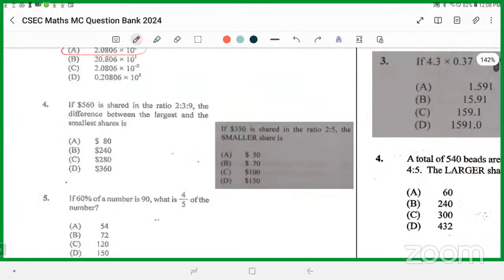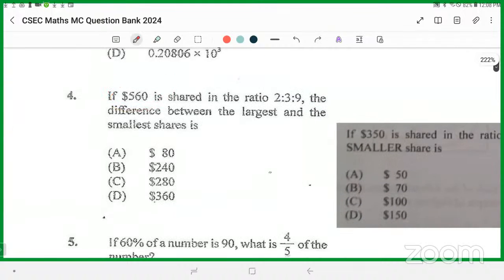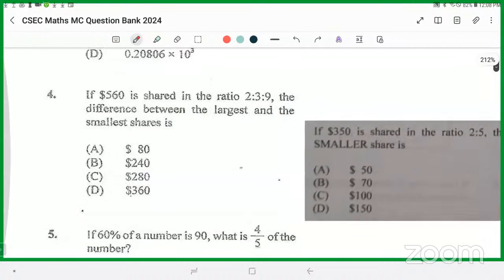Same question, and look at it down here, so now they give you the total, 560, with the same ratio, 2 to 3 to 9. Now they're asking for the difference between the largest and the smallest share. So you see, it's the same information. So how do you set up this one?